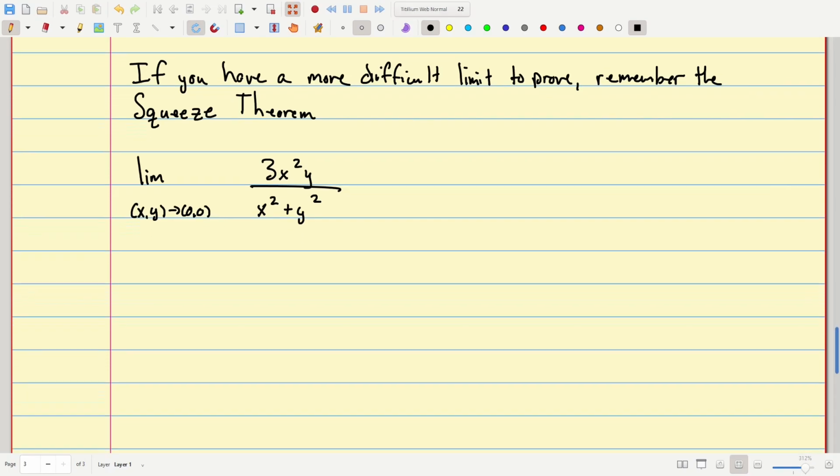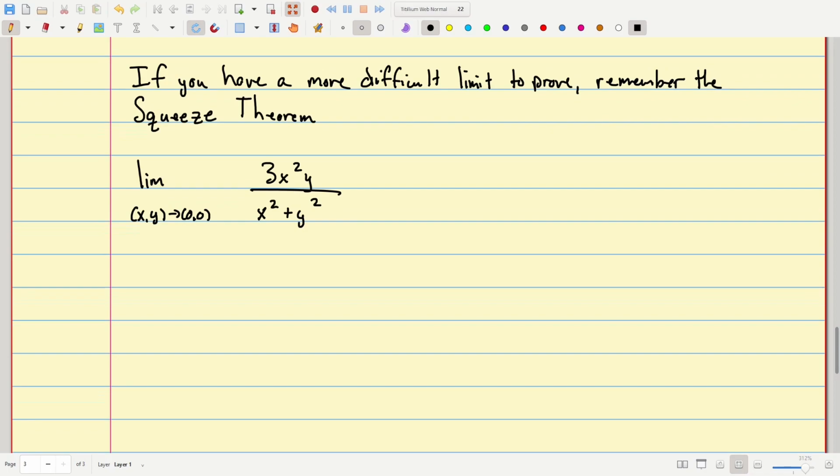Now, for this one, if we were to go to the trouble of testing things like y equals mx and y equals x squared and x equals y squared, we would get zero a bunch of times, okay? Which would lead us to think, okay, maybe this one's going to work, all right? But in order to prove that it's going to work, we need to use a better tool.